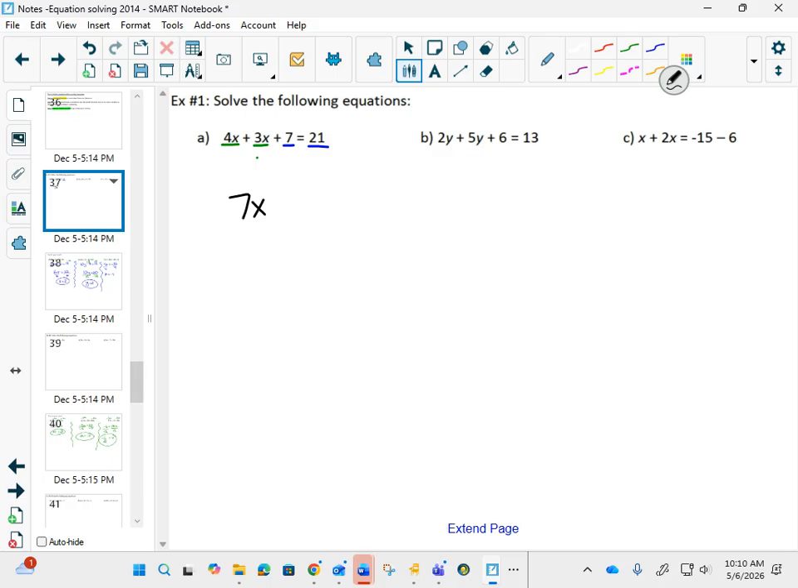Can I put the 7 and the 21 together? Not yet. Do you see the 7 and the 21 are on opposite sides of the equal sign? If I want to put them together, they have to be on the same side. So I want to move that 7 over to the side with the 21. What's the opposite of adding 7? Subtracting 7. And then I would have my equal sign. 21 minus 7 is 14.